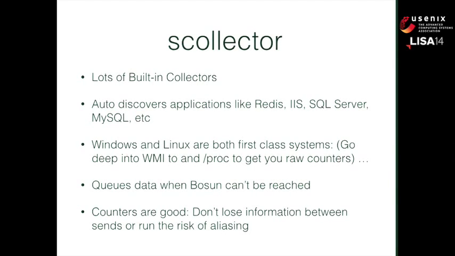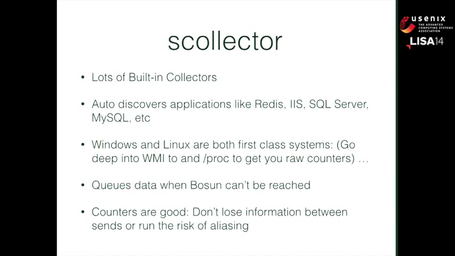When Bosun can't be reached during a network event, this agent will queue up data to a certain amount of memory. That's very useful because if you have a short-lived network outage, you don't know what happened necessarily, but because this queues data, once the network outage ends, it'll send all that data and catch up, and then you can go back and look at what happened. This can be very useful for forensic evidence for when you've had something go bad and you're trying to look back and figure out what it was.